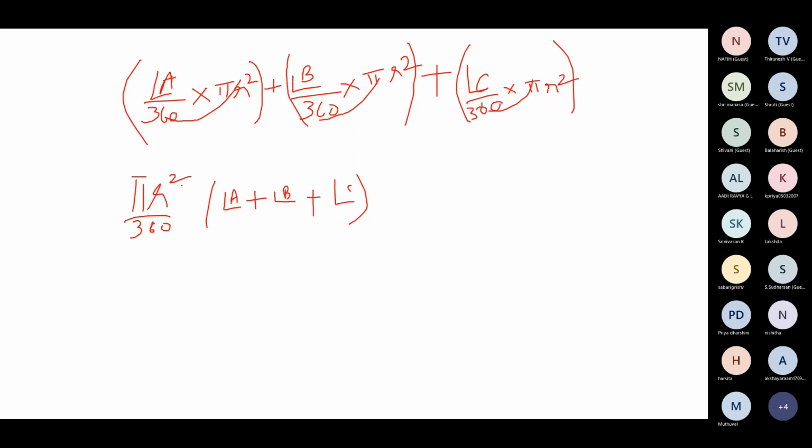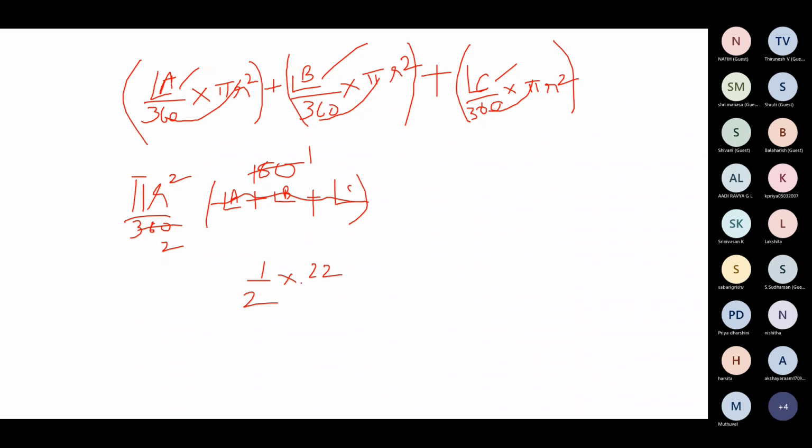So if you bring that out, angle A plus angle B plus angle C is in the bracket. But we know that angle A plus angle B plus angle C is 180, so this can be replaced with 180. 180 ones are 180, 180 twos are 360, so we get pi r square by 2, that means half of pi r square.